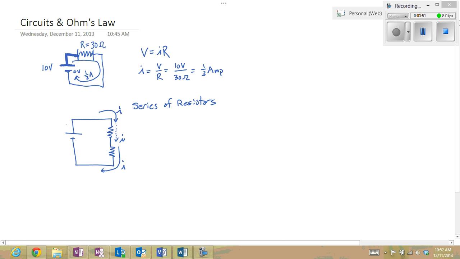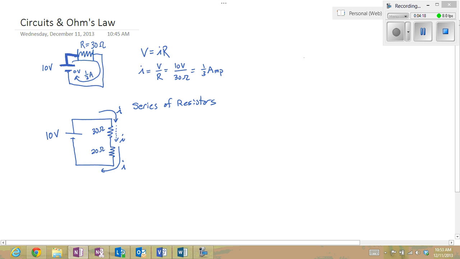So let's put in some values. Let's go ahead and use a 10-volt battery again. And this time we'll use a 30 ohm resistor like we did before, and we'll put it in combination with a 20 ohm resistor. So what happens when you have a series combination is those resistors tend to behave like one larger resistor. The sum total of their resistance is what affects the circuit.